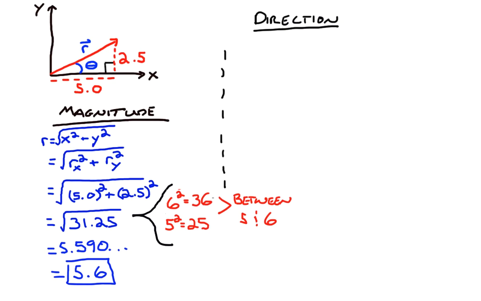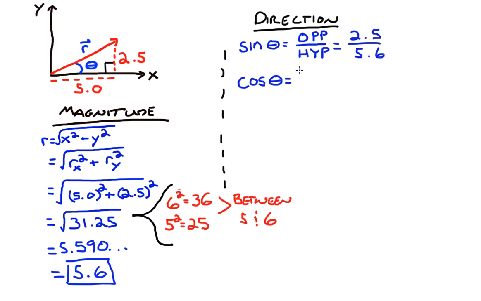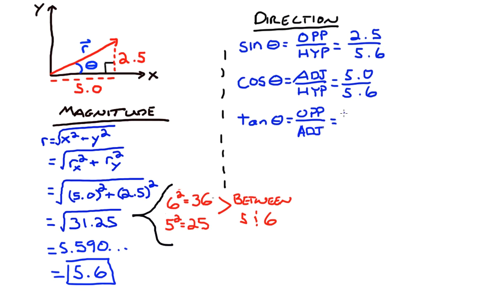At this point we know the lengths of every single side of the triangle, because we found that the hypotenuse is 5.6. So we could in fact use any trig function here. We could do sine of theta, which equals opposite over hypotenuse, or in this case 2.5 over 5.6. We could use cosine theta, which is adjacent over hypotenuse, or in this case 5 over 5.6. We can use either one of these, or I can even do tangent, which is opposite over adjacent, and in this case that would be 2.5 over 5.